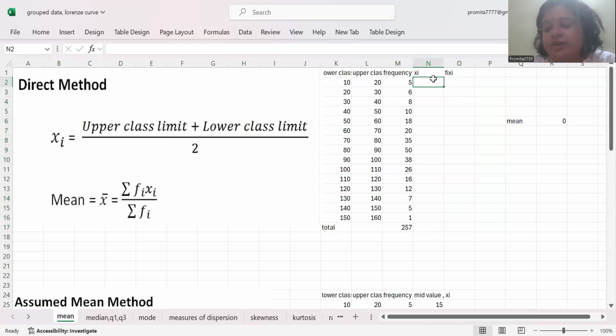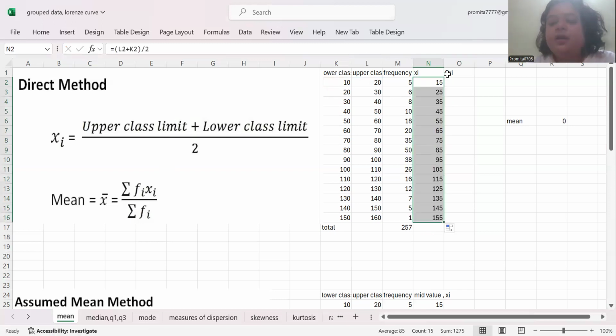So first we have to calculate the mid value. So what is my mid value? My mid value is basically upper class boundary plus lower class boundary divided by 2. This gives me the mid value. So we drag and drop.